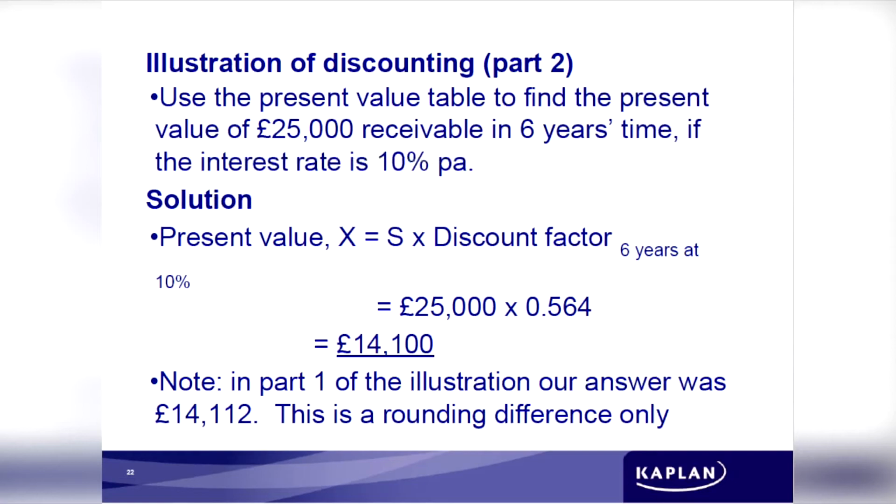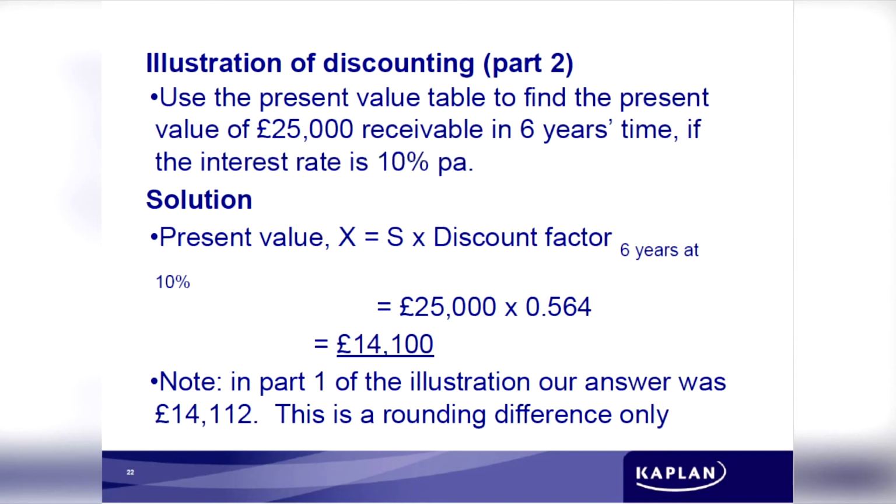It says: use the present value table to find the present value of £25,000 receivable in 6 years' time if the interest rate is 10% per annum. Now we know our S, that is 25,000, the future value receivable in 6 years' time. Now we need to find the discount factor, and we're going to use tables this time. In case you don't have a table near you, I've attached a little table on the previous slide, and you can use that one.